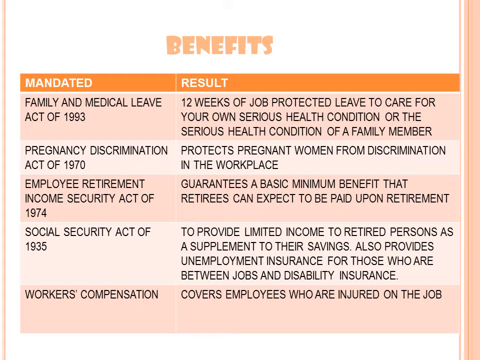Other government mandates include the Pregnancy Discrimination Act of 1978, the Employee Retirement Income Security Act of 1974, or ERISA, the Social Security Act of 1935, which also included unemployment insurance and disability insurance, and Workers' Comp, which covers employees who are injured on the job.